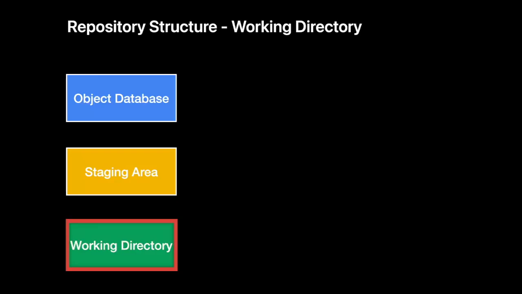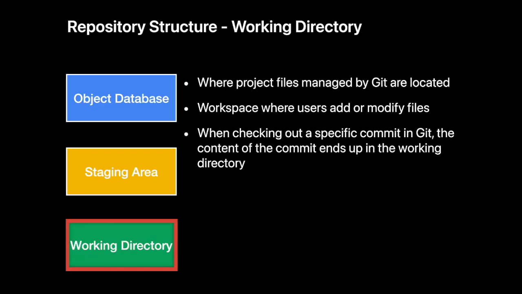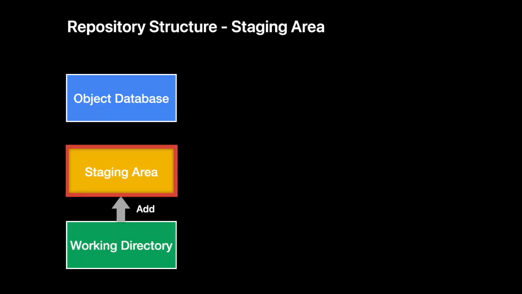First, the working directory. The working directory is where the project files managed by Git are located. This is where users add or modify files. When you check out a specific commit in Git, the content of that commit is reflected in the working directory. The staging area is where the content to be committed next is held.